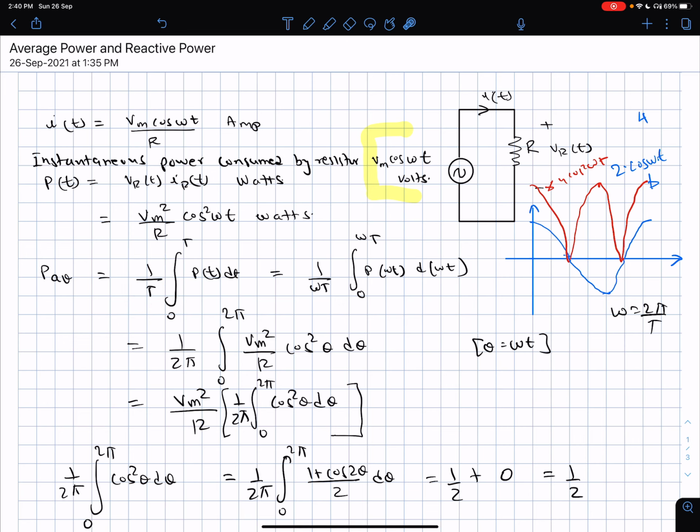What I have done is I have also added omega here, and dt I have changed to d omega t, that is, multiplied numerator and denominator by omega and moved the omega into the differential, so that omega T can be replaced by 2 pi. When I did that, the upper limit of integration changed from T to omega T, which is essentially an angle. So it's Vm square by R cos square theta d theta, now integrated from 0 to 2 pi.